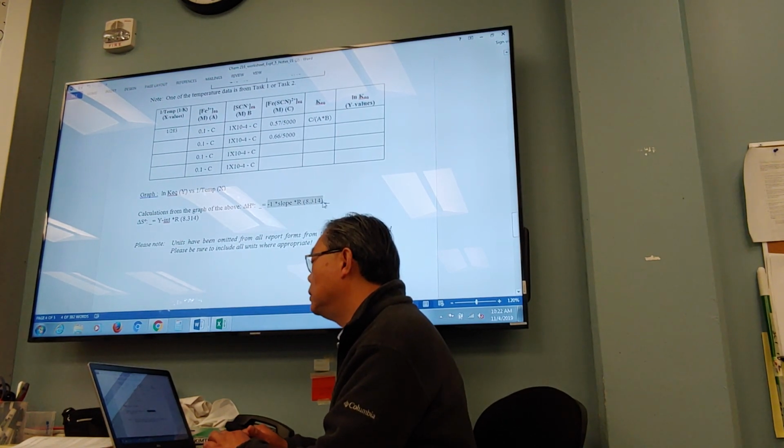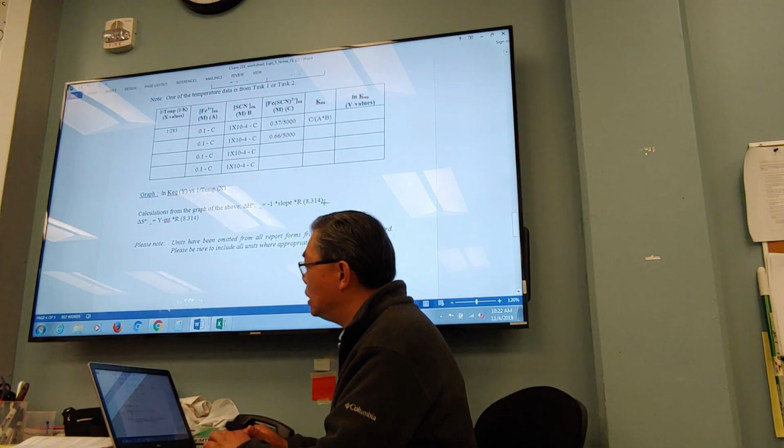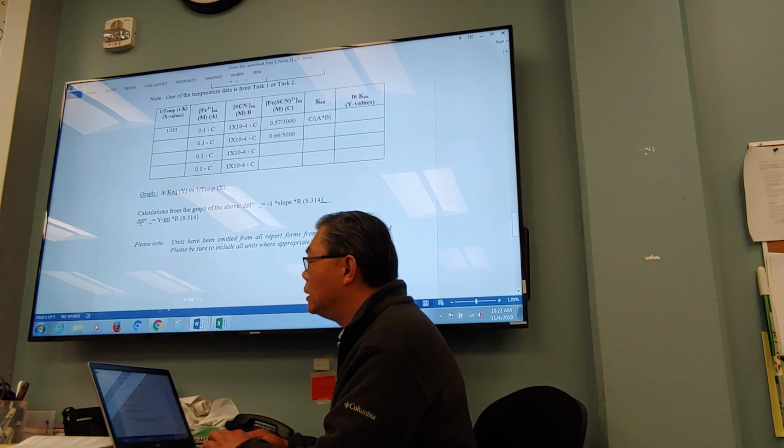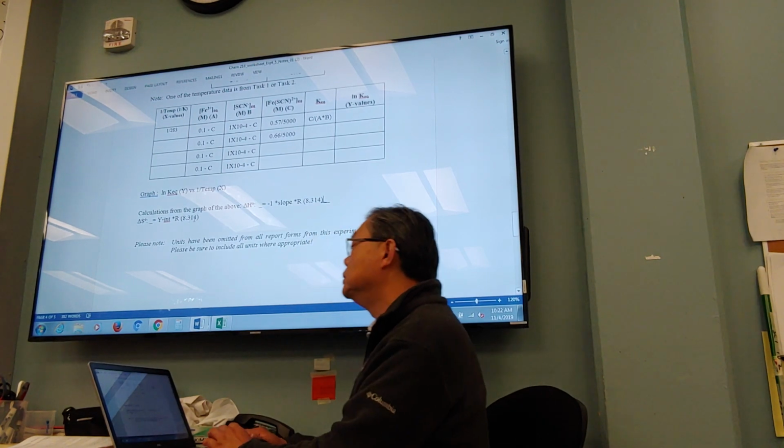Again, I didn't spell out the units in here, so make sure you add units. And the delta S would be the y-intercept of the plot times R.